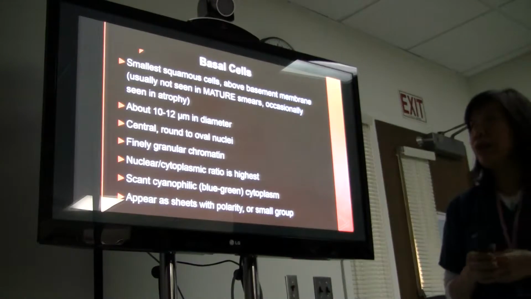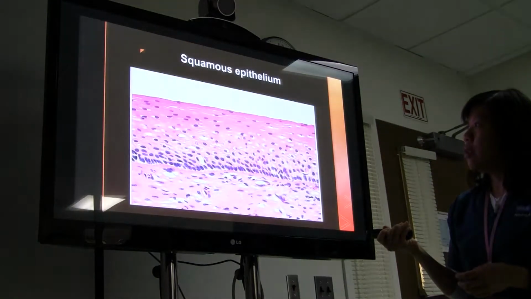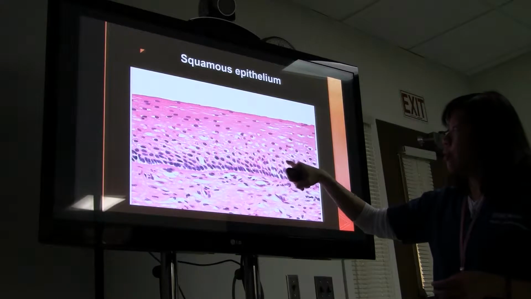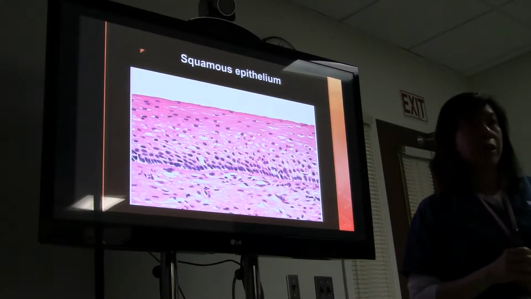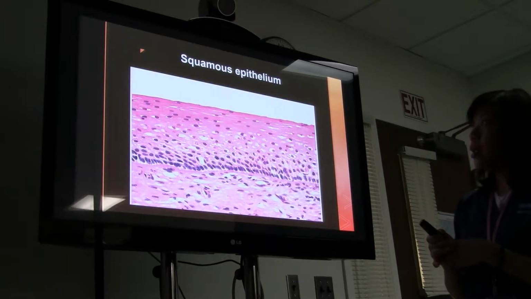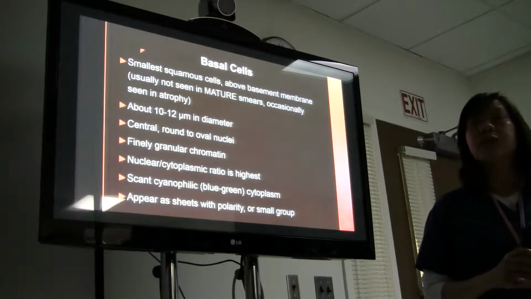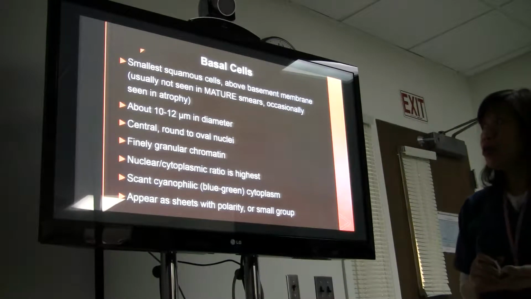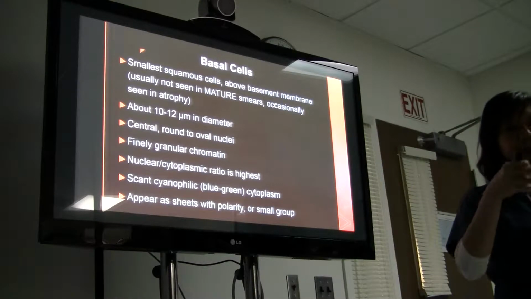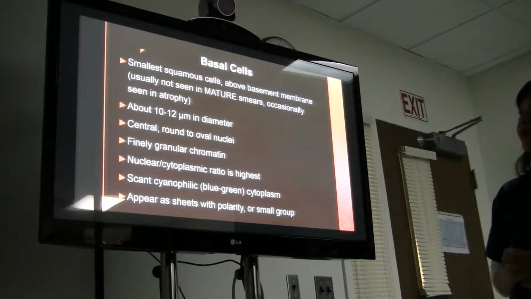How big is it? It's smaller than a centimeter. If we look at it here, the nucleus by itself is about 8 micrometers across. So the whole basal cell is only slightly bigger than the nucleus of the mature cell. That's very small. They have a central round to oval nucleus. Central meaning that the nucleus is right in the center with the cytoplasm surrounding it.